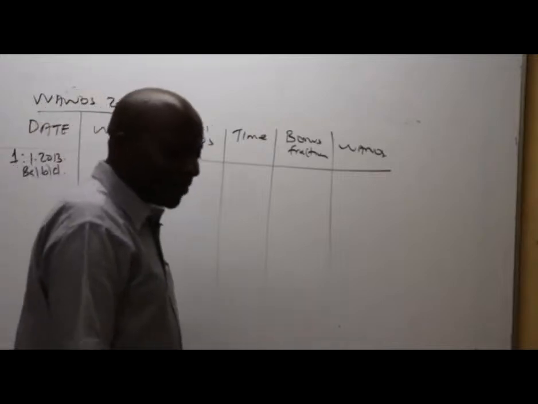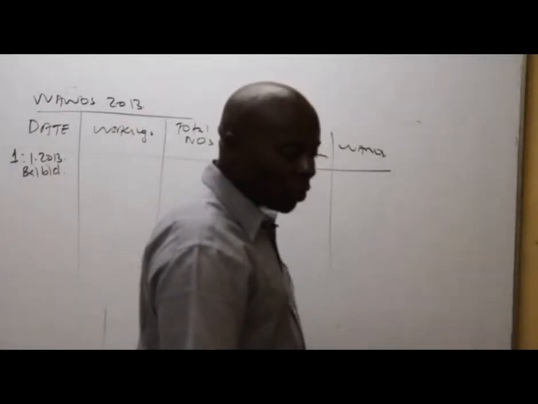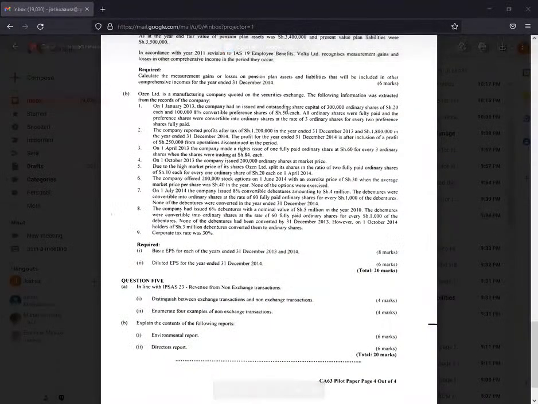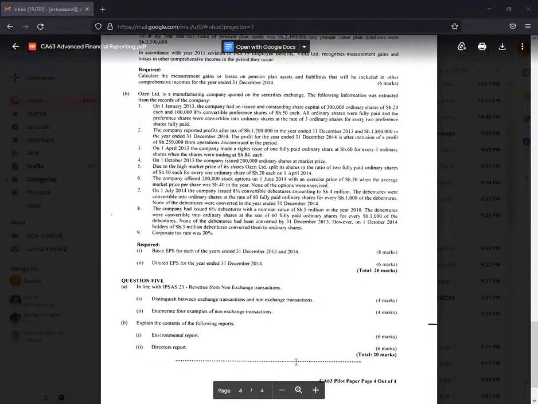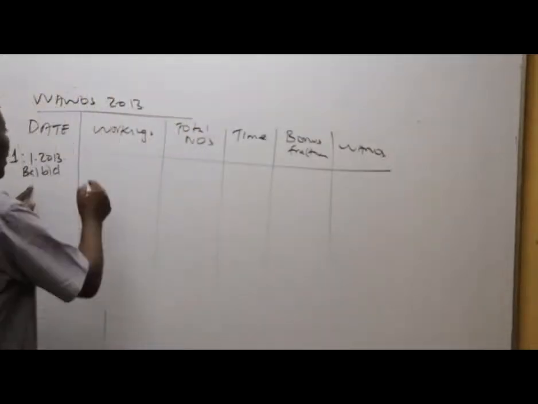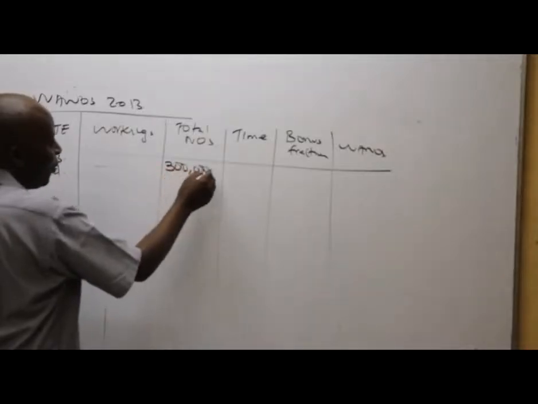300,000? Please don't bring preference shares here. Here we are only bringing one-nos. We are only bringing a number of ordinary shares. So in this case, on 1st of January, the company had an issued and outstanding share capital of 300 ordinary shares. And please remember, we bring the number of ordinary shares. So in this case, the balance brought down, the total number that we began with was 300,000.